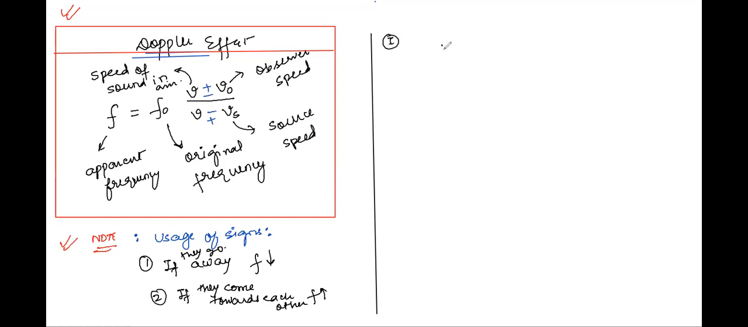We'll take case number one. Observer is stationary and here the source is moving away from the observer. We will write f. Let's say the sound has a velocity V in the atmosphere, Vs is the velocity of the source, and since the observer is stationary, Vo is zero. I'll put the formula V, V naught, V, Vs. So first thing, V naught is zero.